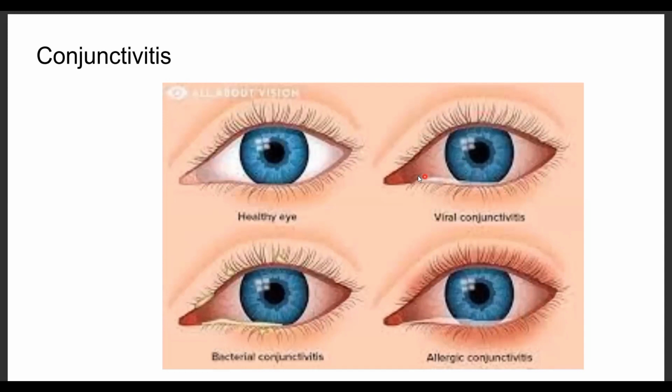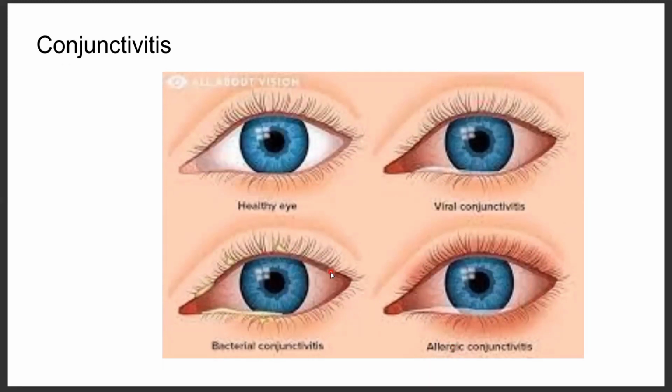Here the eye looks swollen. In bacterial conjunctivitis the fluid formation is lower, but here it is high. In the allergic condition it's very high. Right? Anyway, you don't have to write down their differences. Conjunctivitis is caused by bacteria or viruses, right?